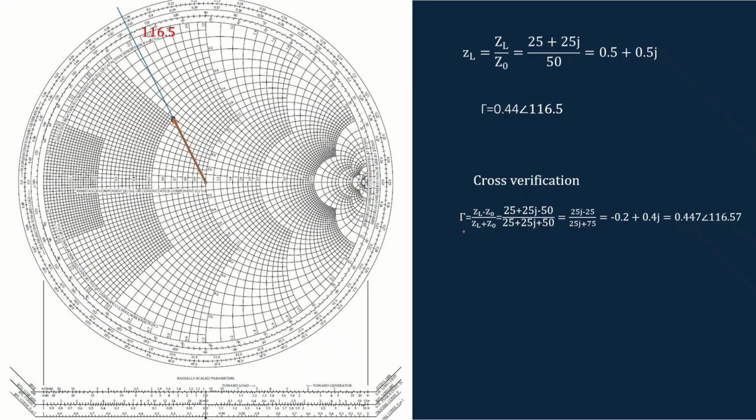We can do a cross verification because we know that the reflection coefficient is given by this expression. You can substitute this and you can see that it gives almost the same result as what we obtained from the Smith chart. So using the Smith chart, we can very easily find the reflection coefficient instead of doing these types of complex calculations. That is the importance of the Smith chart. Nowadays we have lots of calculators, but at the time when the Smith chart was developed, there were no solutions for this type of complex calculation. It had to be done manually. So the Smith chart was very useful at that time.